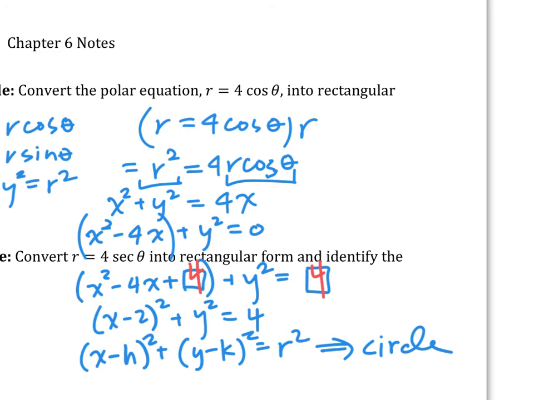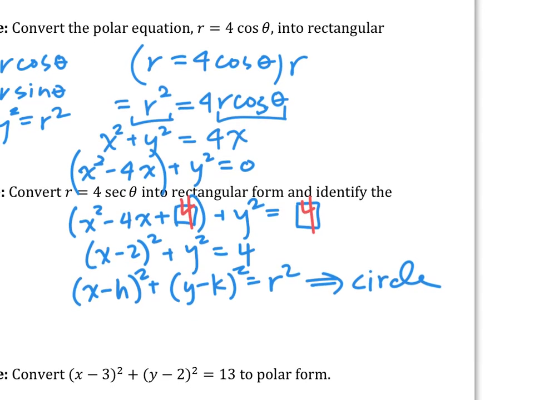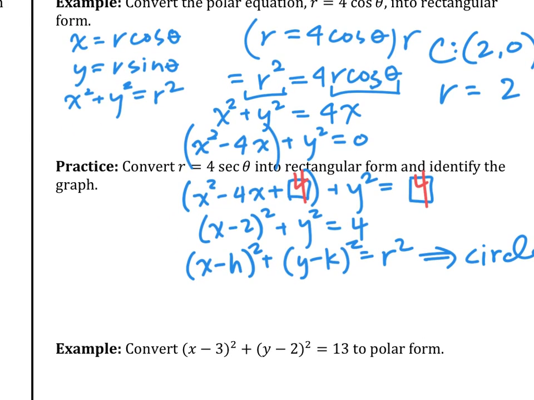Let's talk specifically about this circle. This circle has hk of 2, 0. So that's the center at 2, 0. And then r is equal to 2. All right, let's try another one.